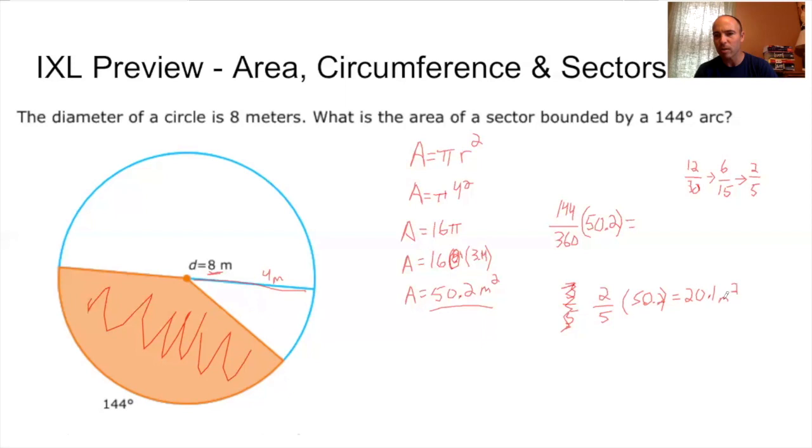meters squared. So anyway, just remember, if you ever have to find the area of a sector, it is just a fraction of the circle. What fraction? Take the degrees, divide by 360, that's your fraction.